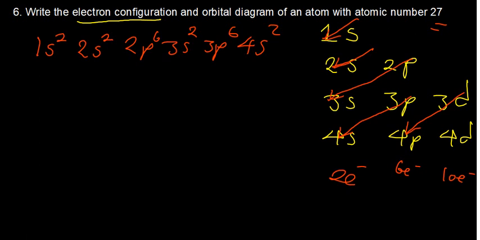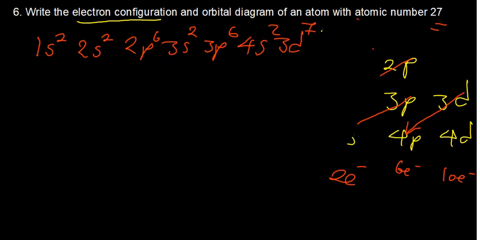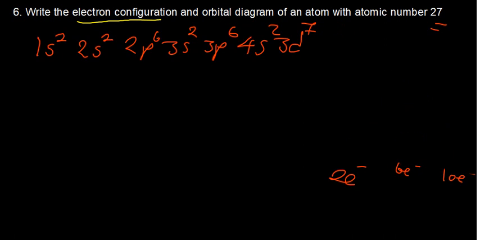From the 4s now, we go to the 3d. A 3d can accommodate up to 10 electrons, but we only have 7 electrons remaining, so we have no choice but to end only there. So that will be the electron configuration of an atom with atomic number of 27.